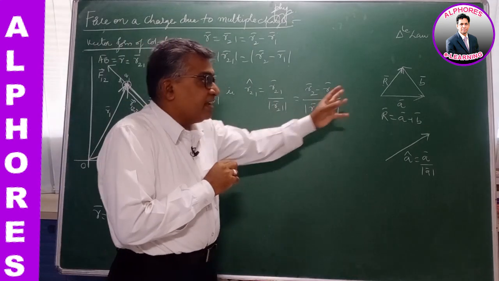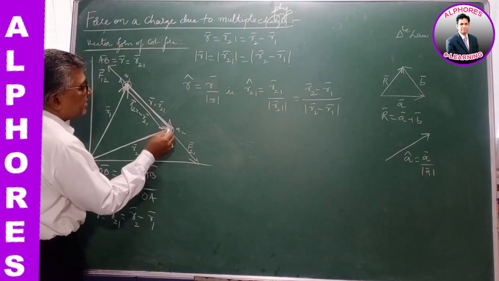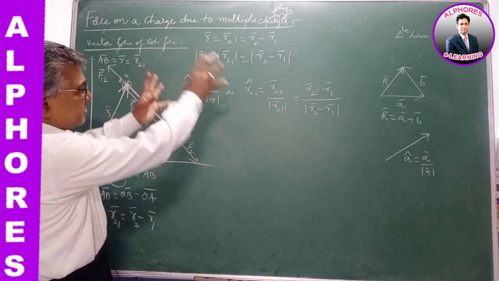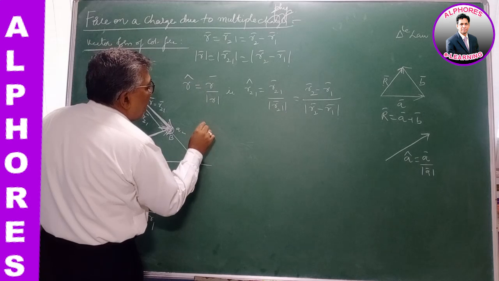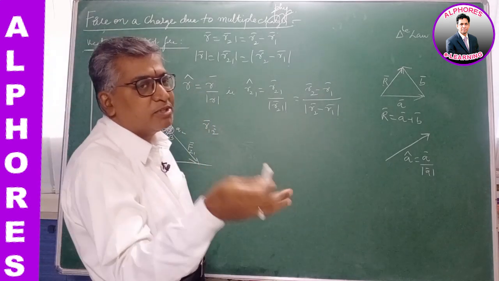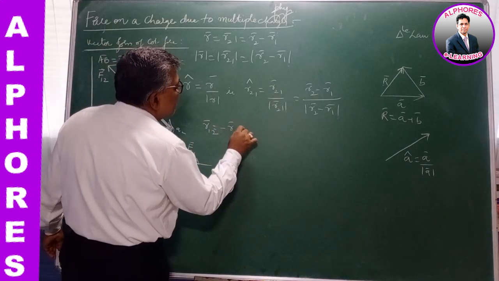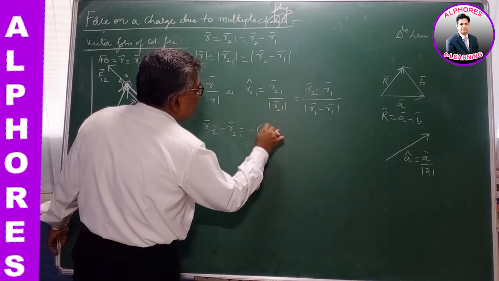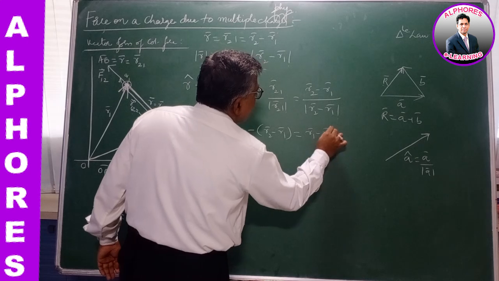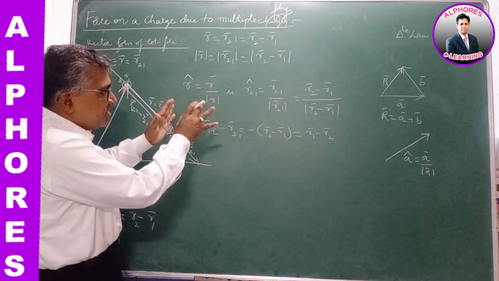Similarly, if I consider the other way, if I take OB and this BA, and I want to find R12 bar, applying the same method, R12 bar is equal and opposite to R21 bar. So this is minus of R21 bar. So it is minus of R2 bar minus R1 bar. So it's R1 bar minus R2 bar. Similarly, you can find the magnitude and its unit vector. So this is the thing there.